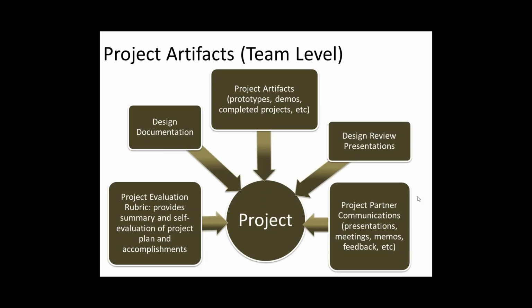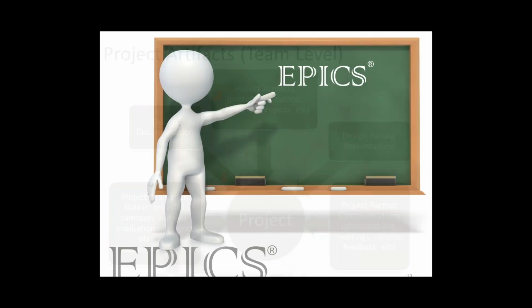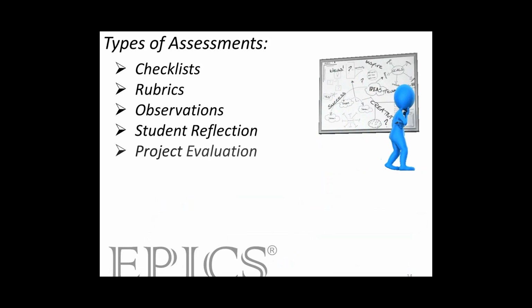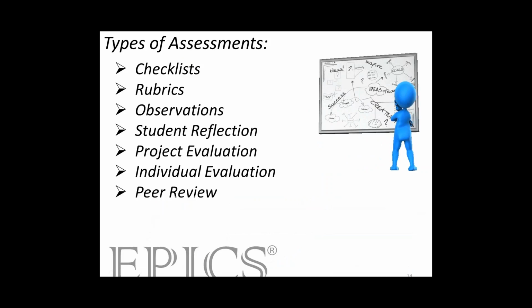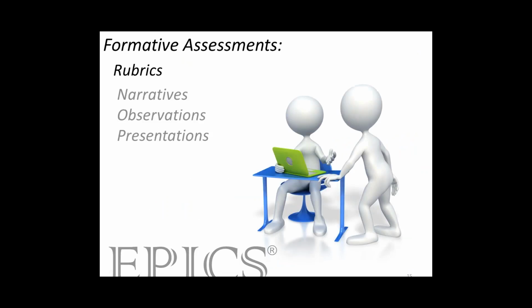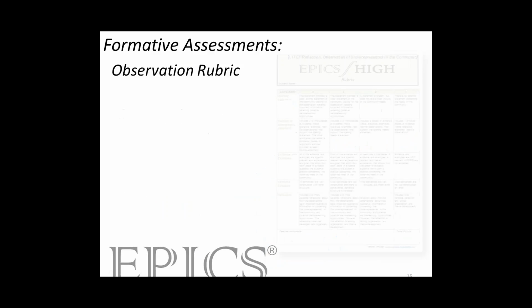And then also getting feedback from their community partners, which may not be in any way tangible, or it's tangible, but it's going to be spoken, verbal rather than written. So those things happen. So these are the forms that go along with this. Let me see if I can get to that. There are checklists, rubrics, observations, student reflections, project evaluation, individual evaluation, and peer reviews, and individuals reflecting on their presentations. These are all formative.